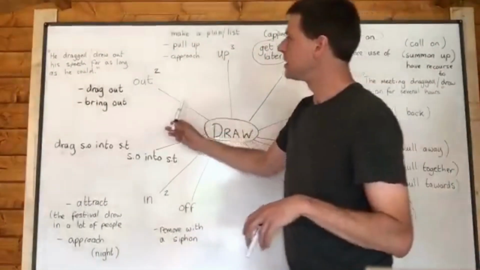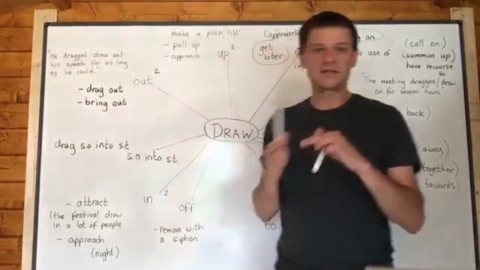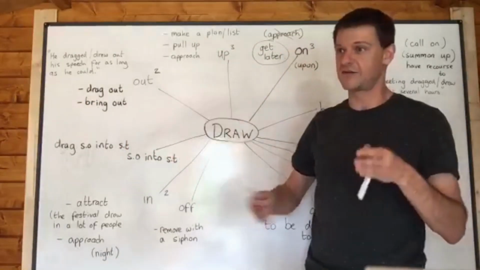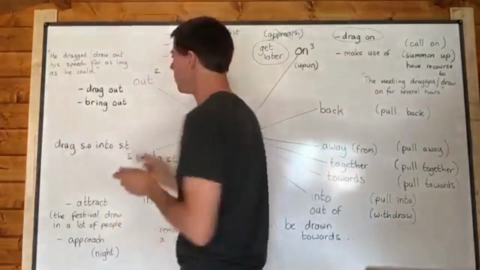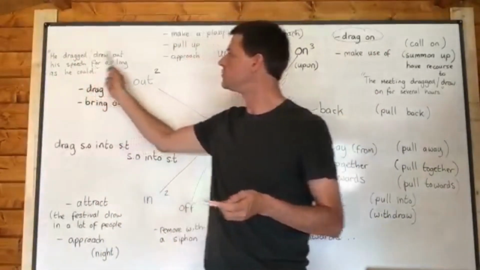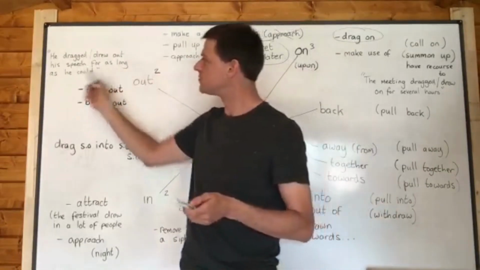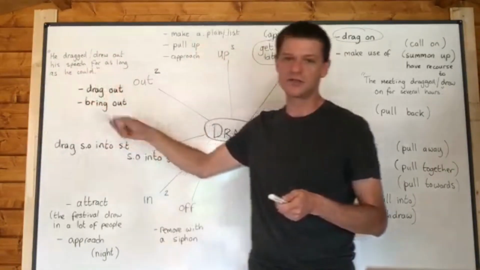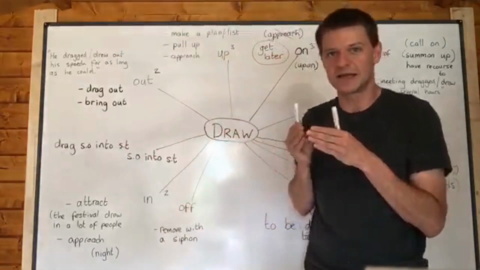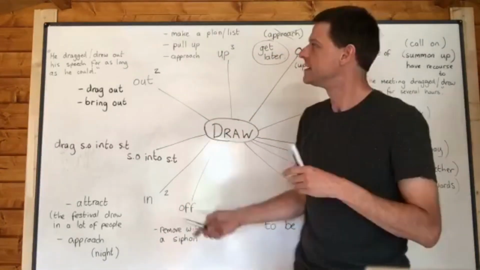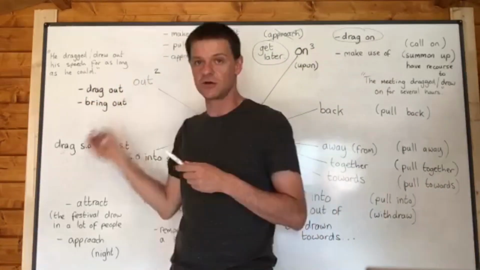Draw out, this can mean to make something longer than necessary, to prolong. So very similar to the meeting dragged on, the meeting drew on, you could say he drew the meeting out for as long as he could. He drew out his speech for as long as he could. Maybe he wanted to prolong it. He wanted to make it as long as possible. And so he drew it out for as long as he could.